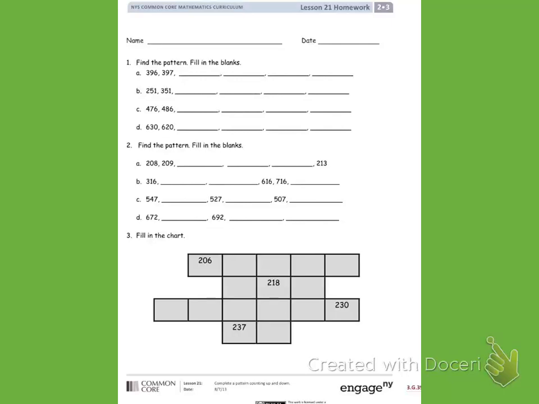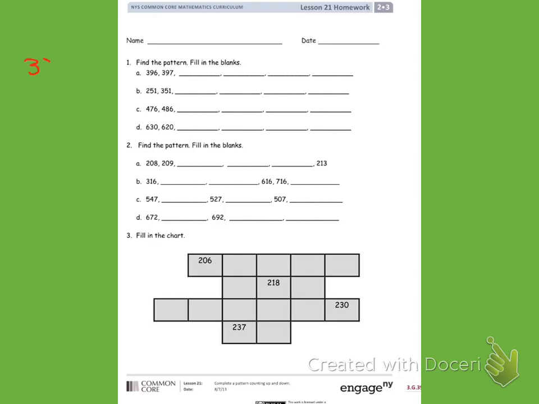Module 3, Lesson 21's objective is to complete a pattern counting up and down. Problem 1 says, find the pattern, fill in the blanks. Looking at the numbers in item A, 396, 397, we can go ahead and compare the numbers in each of the columns.